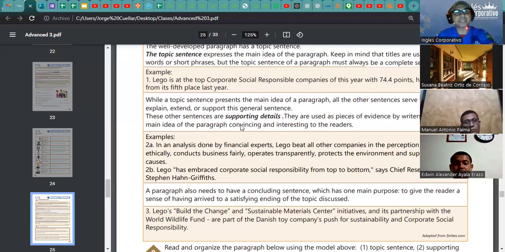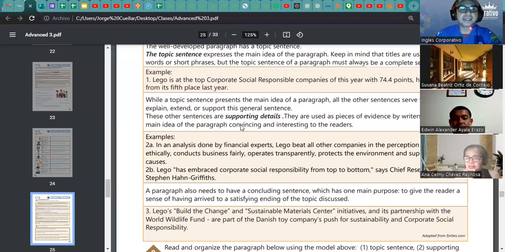Good. Clear, as in the chat. Let's move on. Is it similar, the rule of this in the Spanish grammar? Yes, teacher. For formal writing, yes. The paragraph. Yeah. So for formal writing, it's going to be exactly like this.